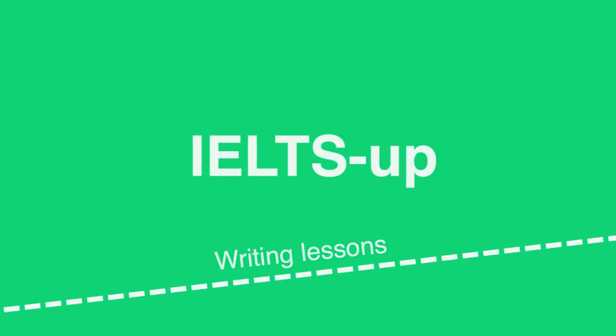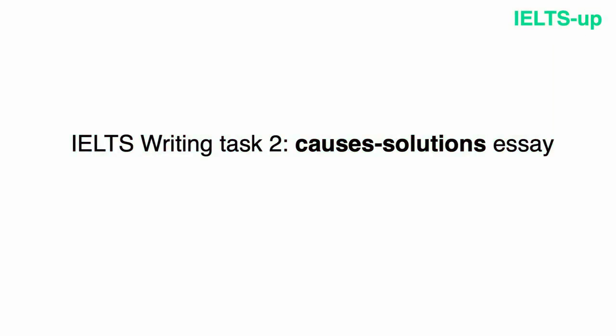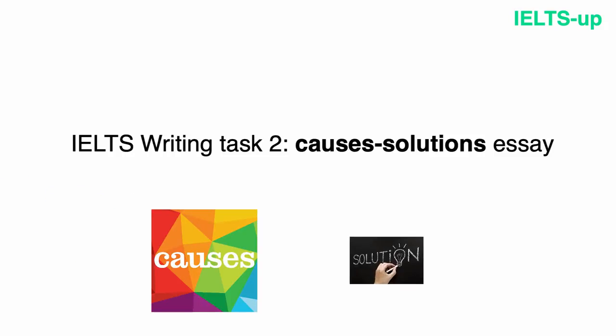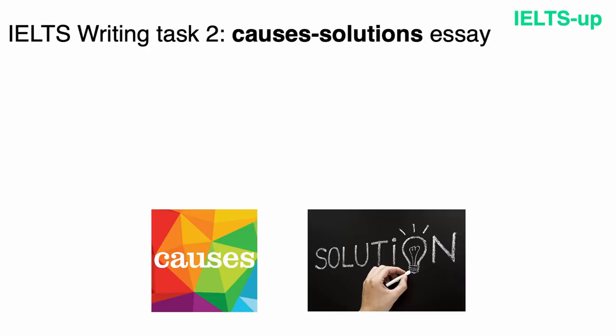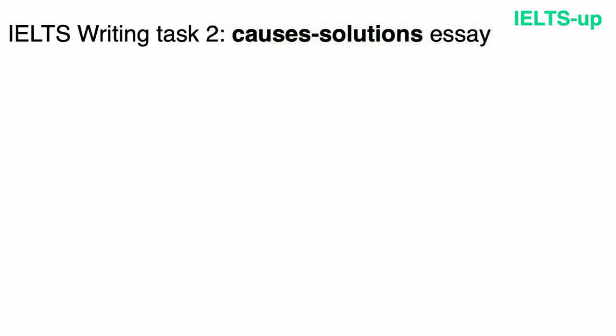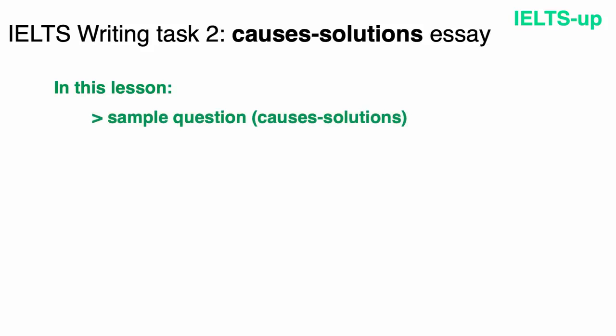Hi everyone, it's IELTS Writing tutorial, and today I will explain to you how to write a Band 9 essay about causes and solutions in IELTS Writing Task 2. There are many question types that you can get in IELTS Writing Task 2, but causes and solutions essays are very common. So, in this lesson, I will give you an example of a question that describes some problem and asks you to write about its causes and solutions.